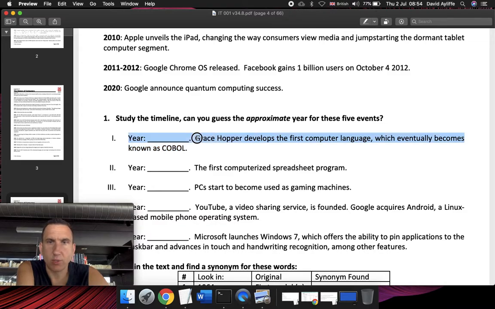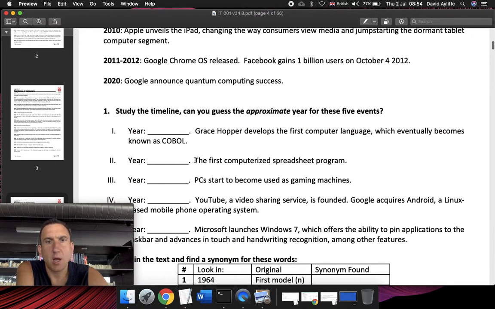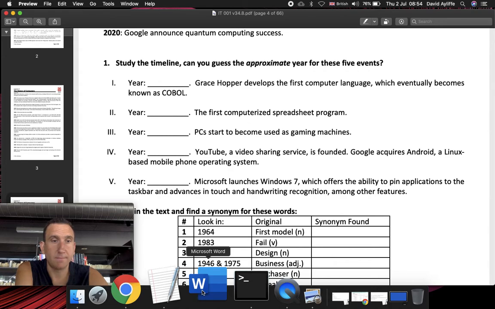Grace Hopper develops the first computer language, so it's not going to be here. The first computer language didn't happen between these 2 dates, between 2012 and 2020. And likewise these. If you want to do that, pause this video, do that, and then we will check when you come back. Okay?